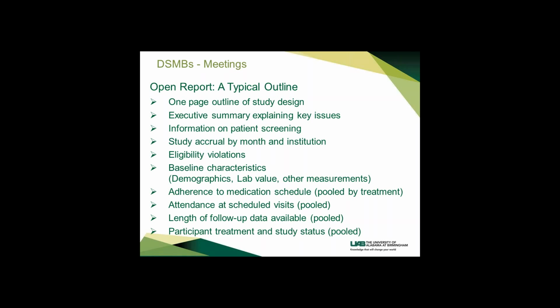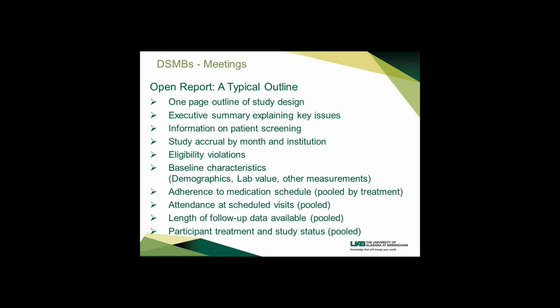Then, actually, I should have flipped these. The first thing I usually include is a letter to the DSMB that is a summary of what they're going to see. So going through each section, recruitment and retention, and highlighting for the DSMB what they're going to see in the report. And it's not meant to pick and choose, but really just to make it easier for the DSMB to navigate the report. Then you'll have information on patient screening.